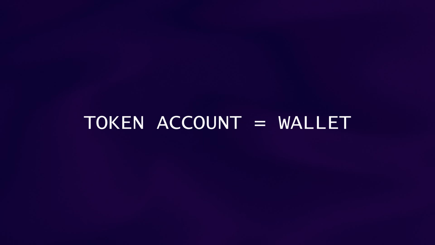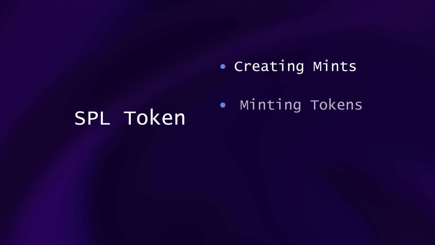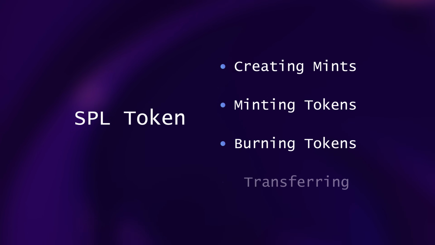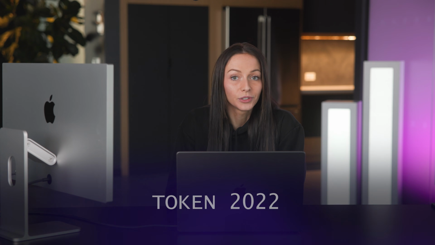Solana has a built-in program for handling tokens called SPL Tokens. If you're familiar with Ethereum, this is Solana's equivalent to ERC20. It handles the basics, like creating mints, minting tokens, burning tokens, and transferring between accounts. It's been around since Solana's early days and works great for simple tokens. But this is where token extensions comes in. It's also called Token 2022, and it's a superset of the token standard that's backwards compatible with the SPL token, but it adds powerful new features called extensions.